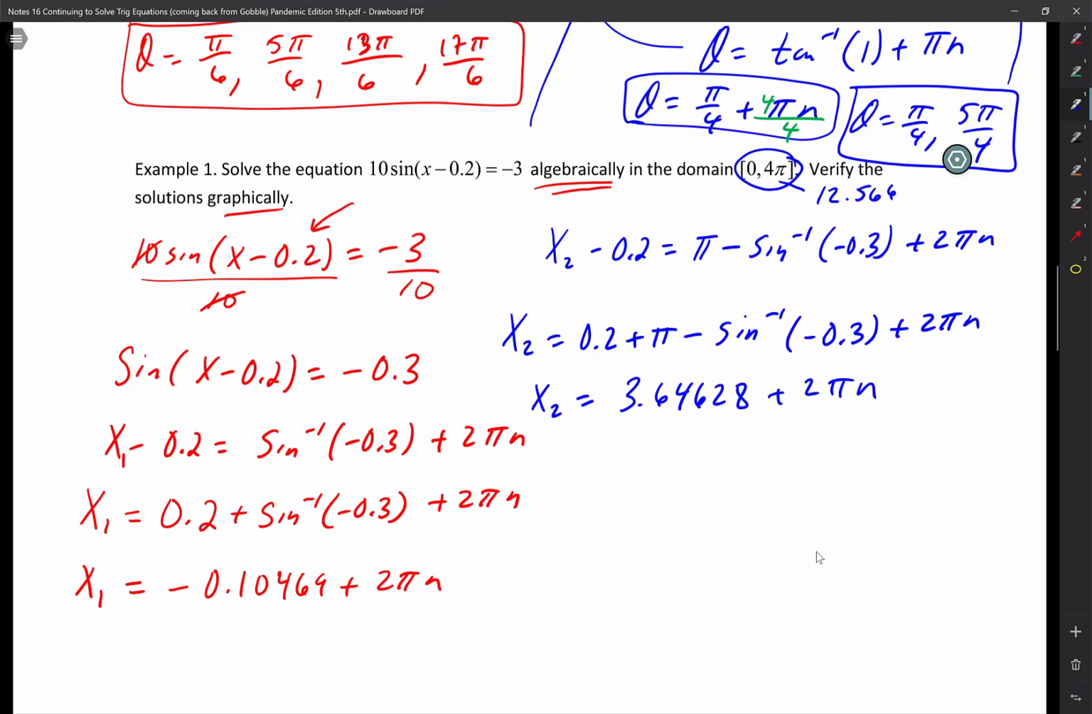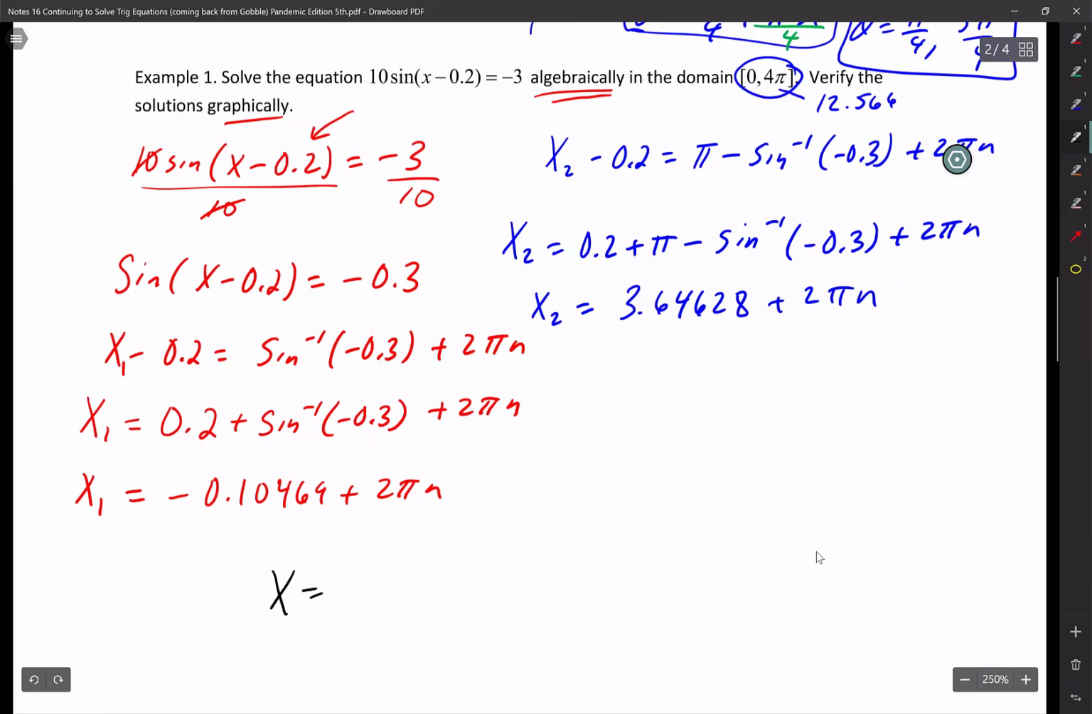So let's see. The first one I hit, I'm going to use a neutral color, guys. I'm going to use black. So I'm going to write x equals. So that one is not in the domain. So do not write that negative 0.10. That 3.64628, though, is in the domain. So that's the first one, 3.64628.